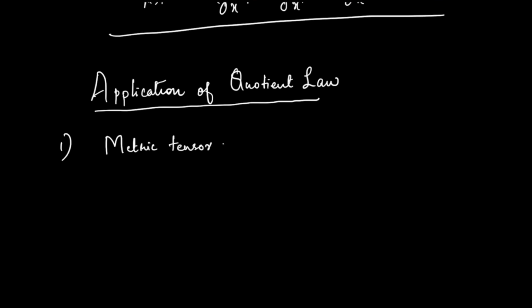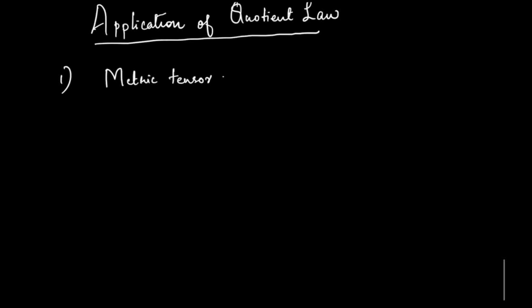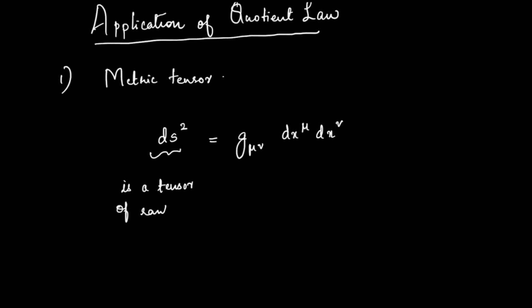So the fundamental application of the quotient law is regarding the metric tensor. So we know that the metric ds square is equal to g mu nu dx mu dx nu. Here this ds square is a tensor of rank 0 because it is a number, right?